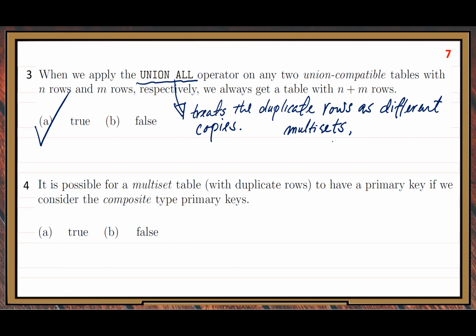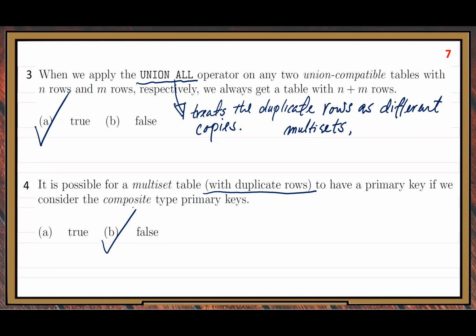Number 4, it is possible for a multiset table with duplicate rows to have a primary key if we consider the composite type primary keys with duplicate rows. Here, if you know there are duplicate rows, then there is no way you can find a composite primary key. Because if you can find a composite primary key, that means all the tuple values must be unique. No duplicate rows. That's a contradiction with the duplicate rows.